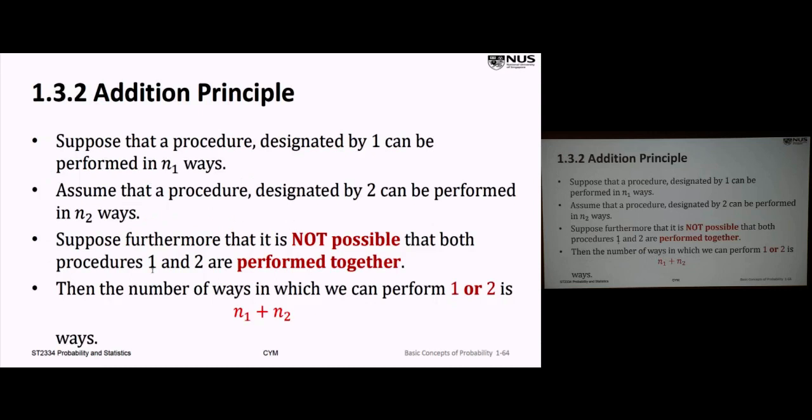Let's have a look at something else. I think this one's easier to understand. I might have started with this one. It's much easier to understand, and it's called the addition principle.